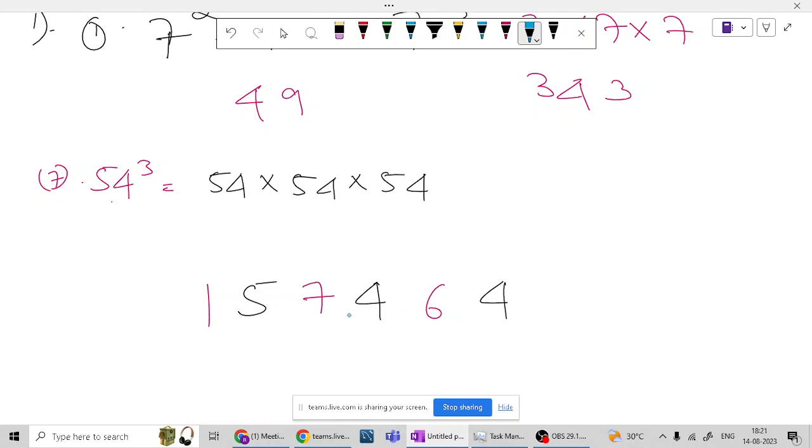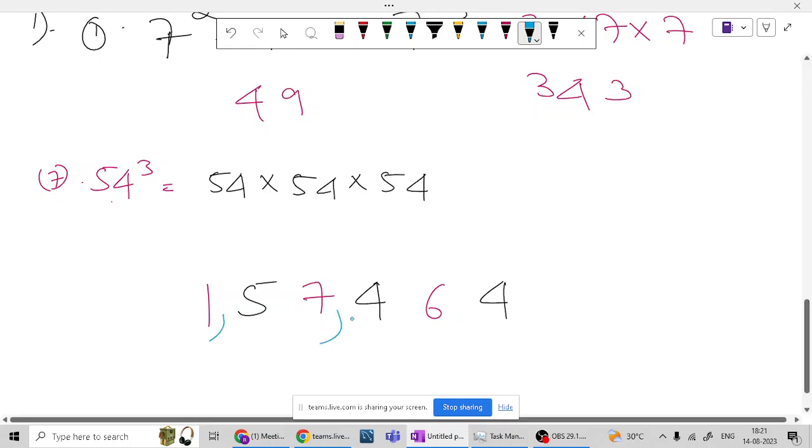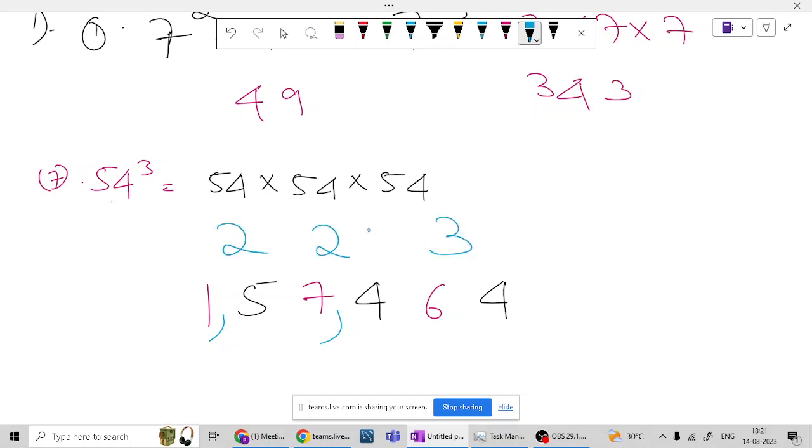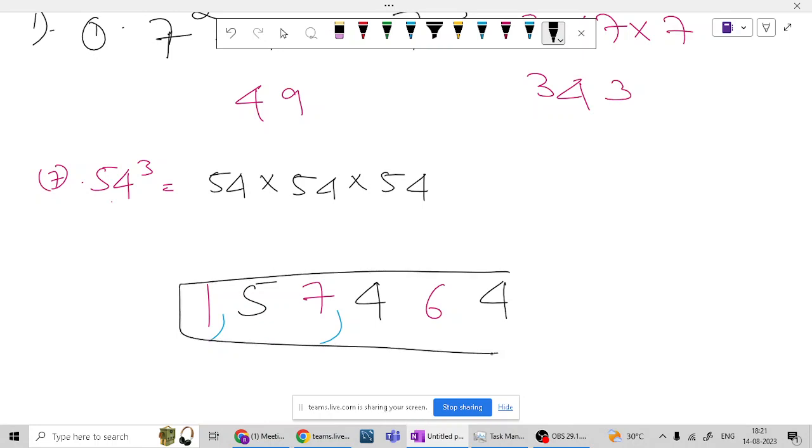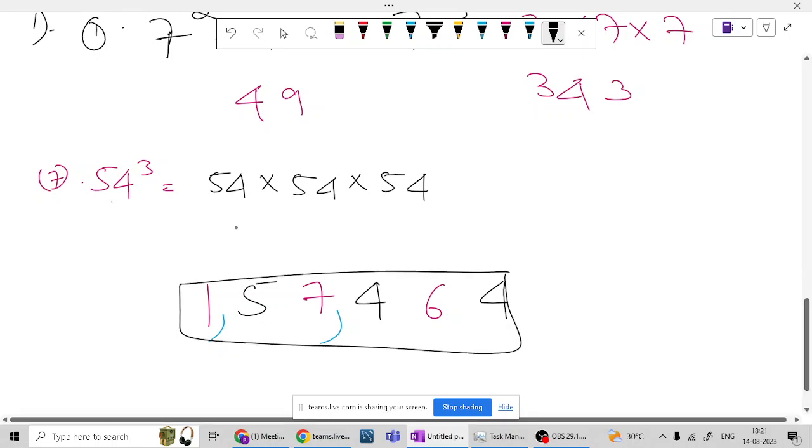How do I split it into Indian value? From reverse: 3, 2, 2. Yes, this is the Indian value, and for American it is 3, 3, 3. So what's the answer? 1,57,464. 1 lakh.